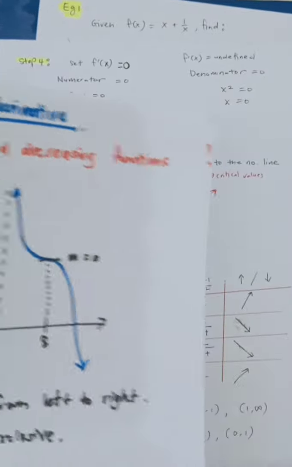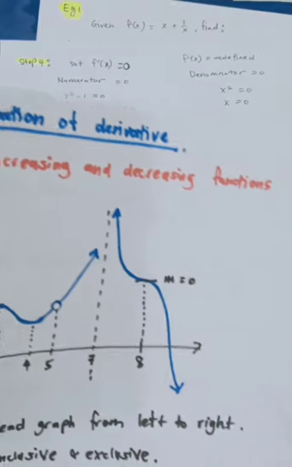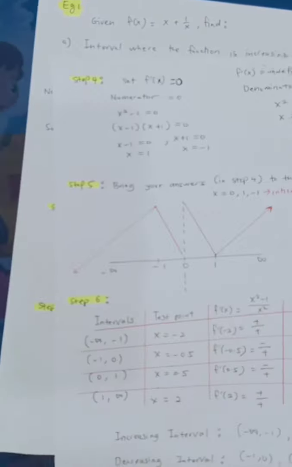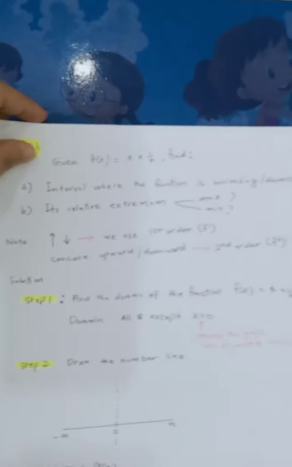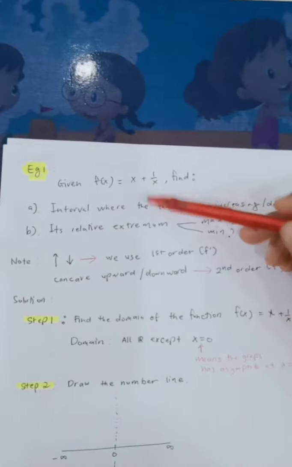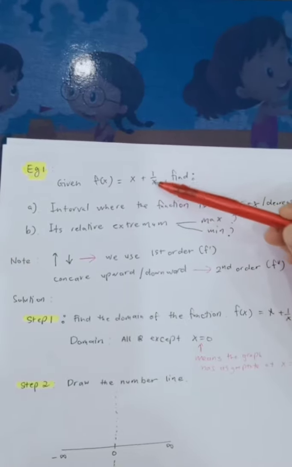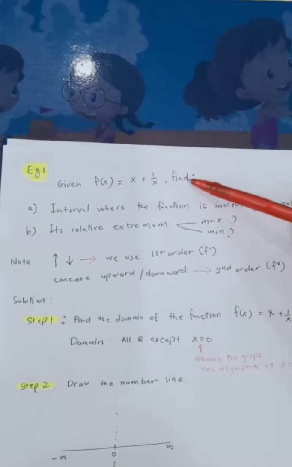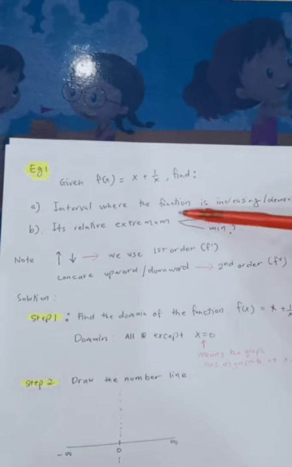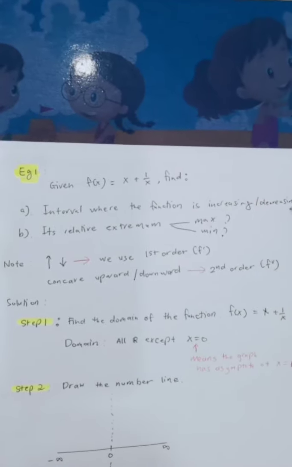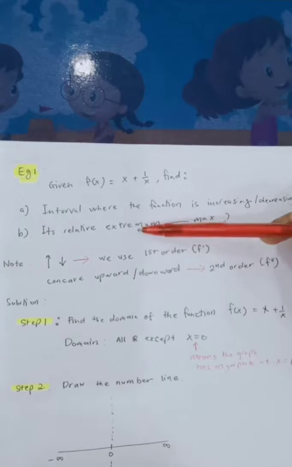From the function given, not from the graph given. Just now, from the graph, you found the intervals. Now from the function given, how can we find the increasing, decreasing function? Our function right now is f(x) equals x plus 1 over x. Find A, the interval where the function is increasing, decreasing. B, what is the relative extrema?